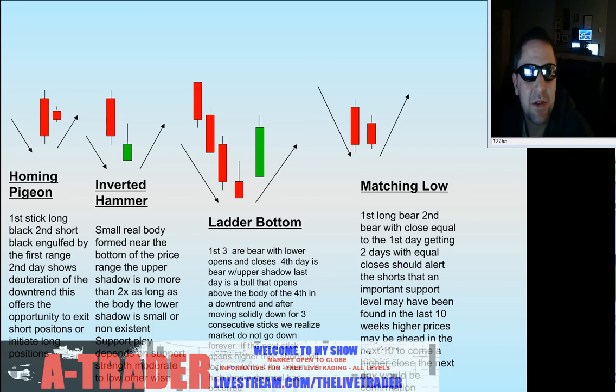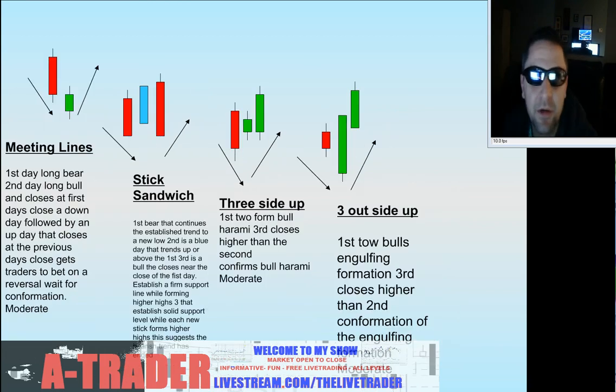Which one on here? Matching low. Matching low is support. We moved our prices up, but each day they finished at the exact same point. We're showing support there. It doesn't look like it's going to go down much further, so psychology to the bull. Stick sandwich or three outside up. Well, these once again are just enhancements. That's the engulfing enhancement. This is the harami with an enhancement. Stick sandwich showing support. You see it going into the uptrend.